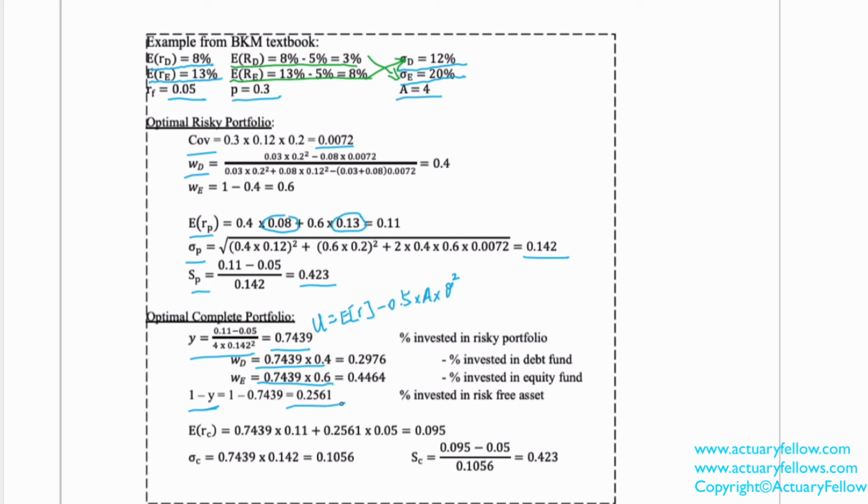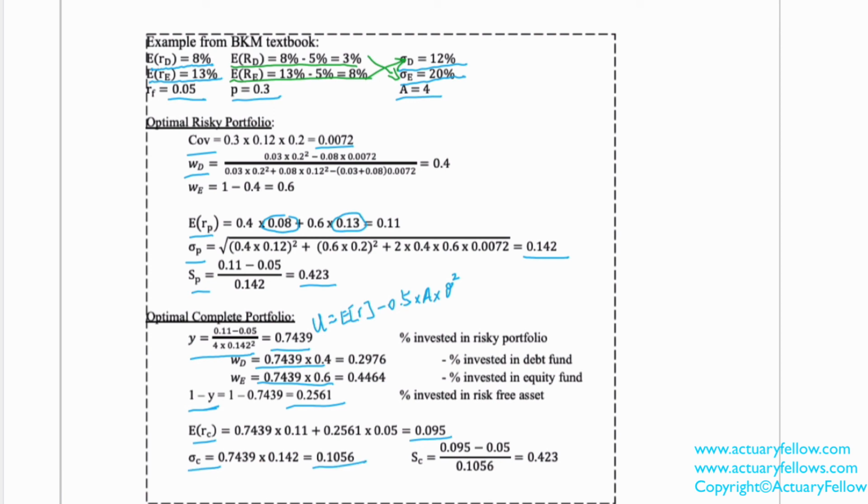The expected return of the complete portfolio, R subscript C, is the weighted average returns of the optimal risky portfolio and risk-free rate, equal to 0.095. Standard deviation of the complete portfolio is the percentage invested in the risky portfolio, 0.7439, times its standard deviation, 0.142.